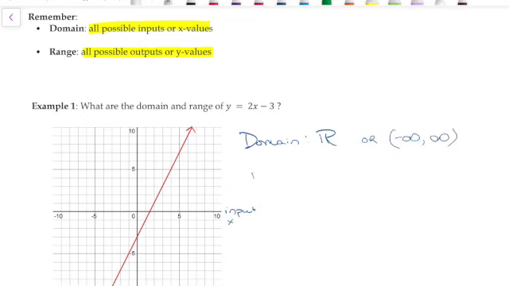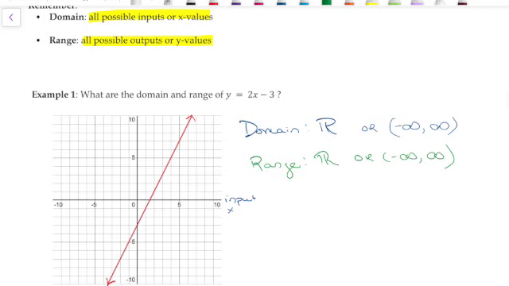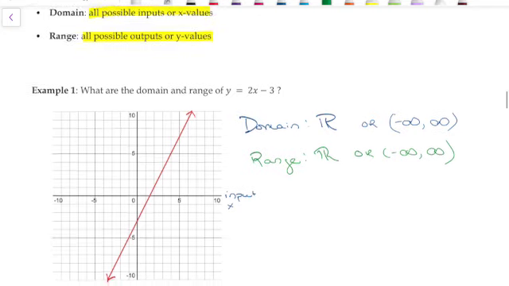All right, so what about the range? What are the y values that you can see happening here? Well, I see them all, right? All real numbers. Or we could say negative infinity to infinity. All the numbers. Okay, so that's a straight line. The domain and range of a straight line is all real numbers.